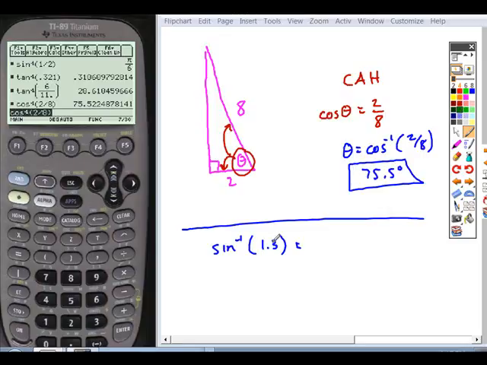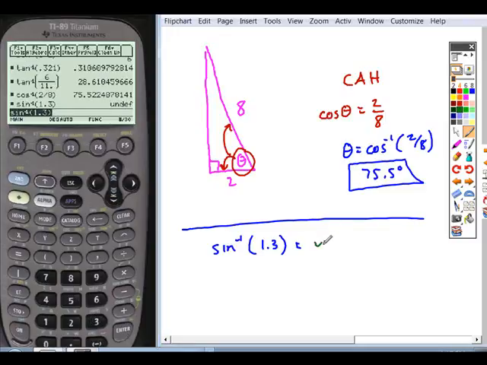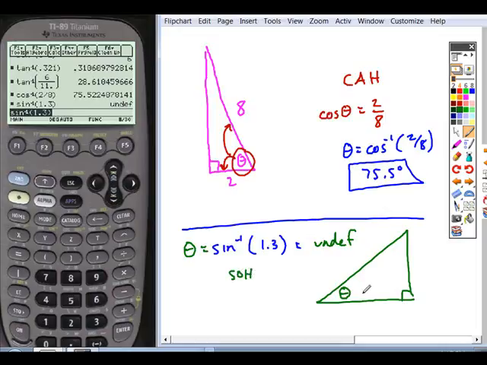So if I tried this, the inverse sine of 1.3, it tells me undefined. Okay, now let's take a look at what this sine ratio represents. Remember, you can always model it with a right triangle. So if I sine this my theta angle, and I want my ratio to be 1.3, that means my sine ratio, opposite over hypotenuse, has to be 1.3 over what? 1. Does this make sense?